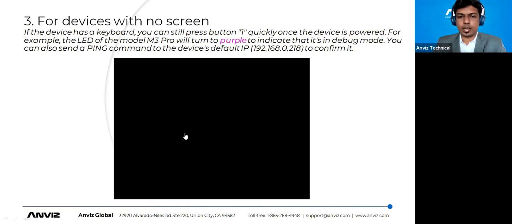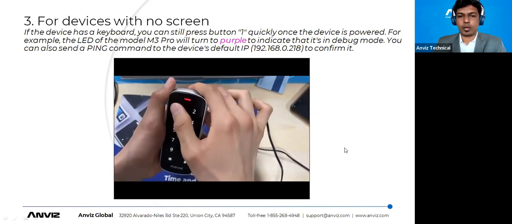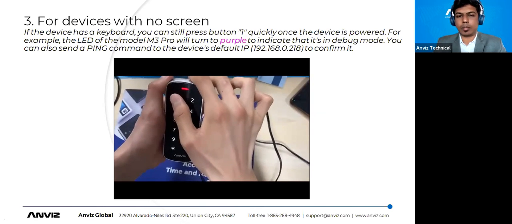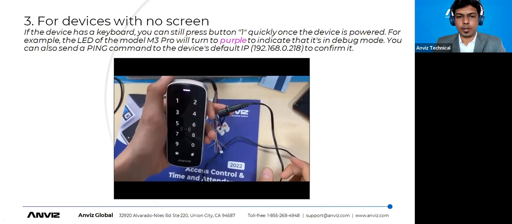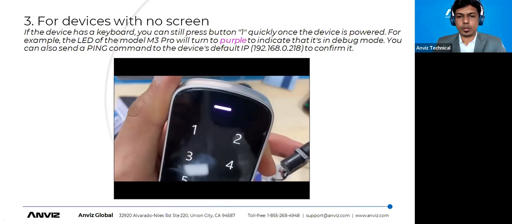Then let's see the video. So this is M3 Pro, where once I power on, I just keep pressing the one button. The LED will turn from red to purple. Then you can confirm the device is in the debug mode.